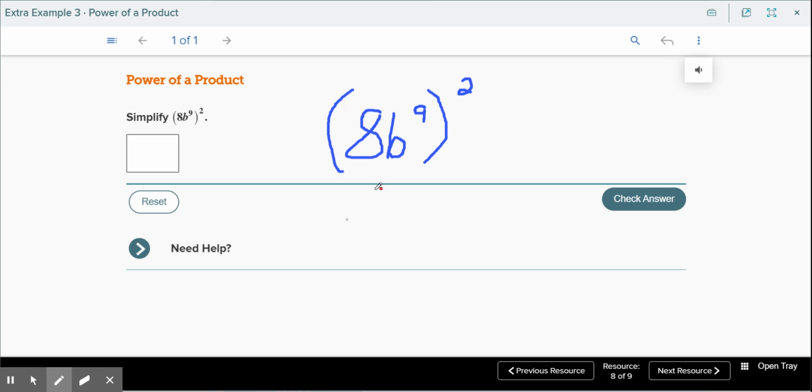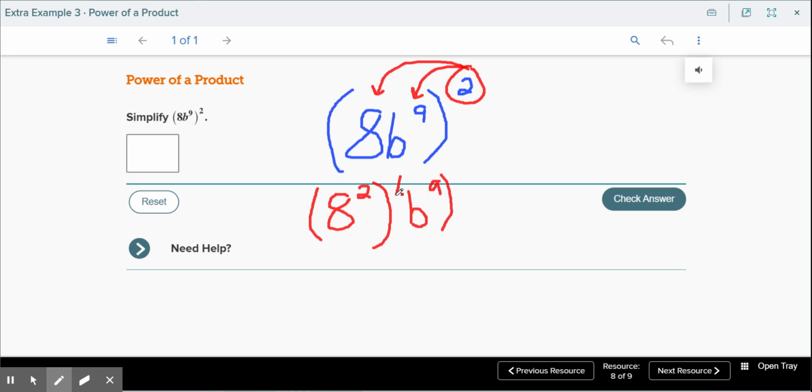All right, so just like the last one, I'm going to take this exponent and it's going to go to both pieces here. So it goes to the 8 and it goes to the b. So I'm going to rewrite this again as two pieces. We have 8 to the second power. We have b to the ninth, and again, that b to the ninth then goes to that second power. So that double exponent up there goes to both pieces, the 8 and the b.